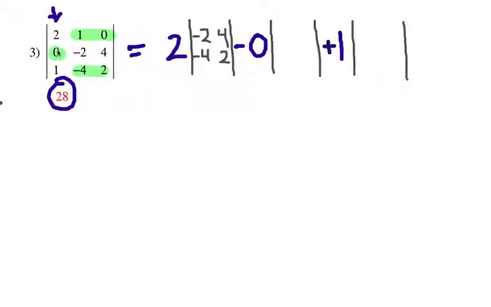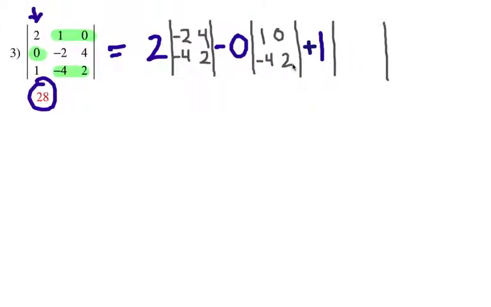Now when I use the 0 for the middle group, that means I'm going to include these 4 numbers here as my 2x2 determinant. So 1, 0, negative 4, 2. In the last group, I have the 1 here, which is in the first column, last row, which means I make a determinant out of those 4 numbers there. So 1, 0, negative 2, positive 4.